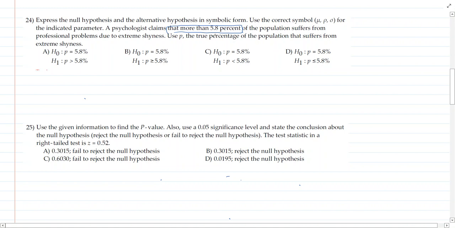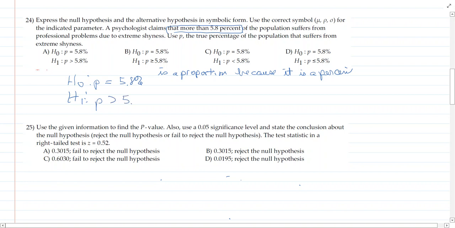So, if there is more than 5 8/10%, then we have our H0, and it's a proportion, because it's a percent. So we know that the H0 says that our proportion is 5 8/10%, and our alternate, which is our claim, is more than 5 8/10%. Not equal to, because it didn't say that.